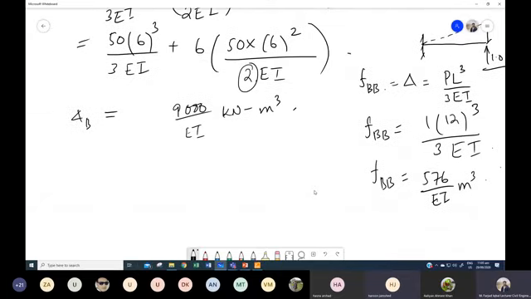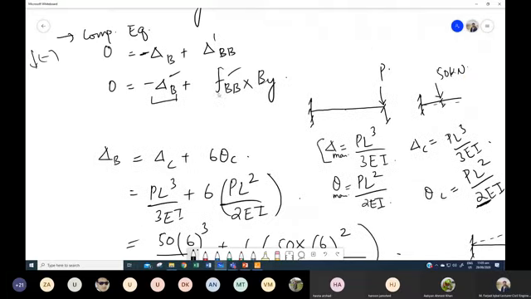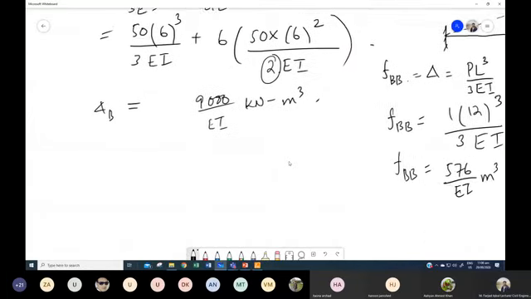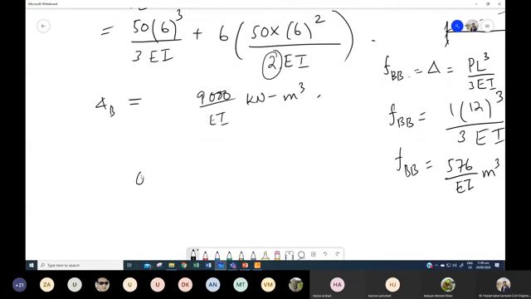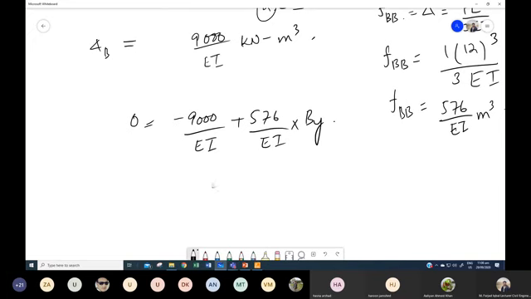So this is FBB, okay. And now we have both these factors, delta B and FBB, and the only unknown is BY, which is the reaction. So we will substitute these values into this one, and we will directly get the value of this unknown reaction. So 0 is equal to minus 9,000 over EI plus 576 over EI, that is this flexibility, multiplied by BY. So now can you give me this reaction BY?